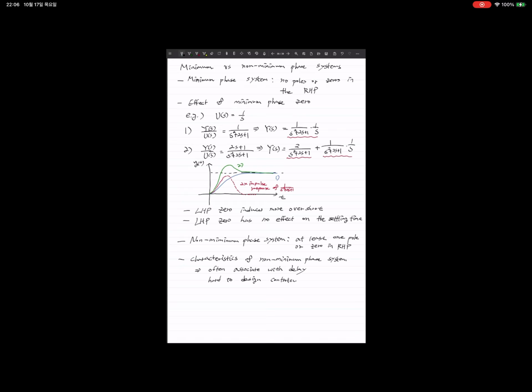The non-minimum phase system often associates with delay, and also it is harder to design a controller. Later, when we study frequency analysis, I will talk about this part in more detail. One of the most important performances of control systems is steady state error.